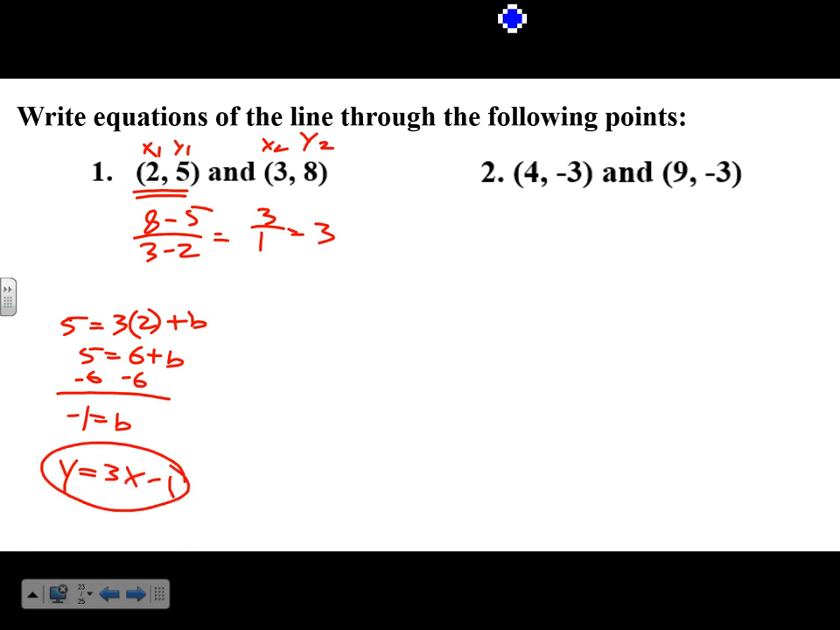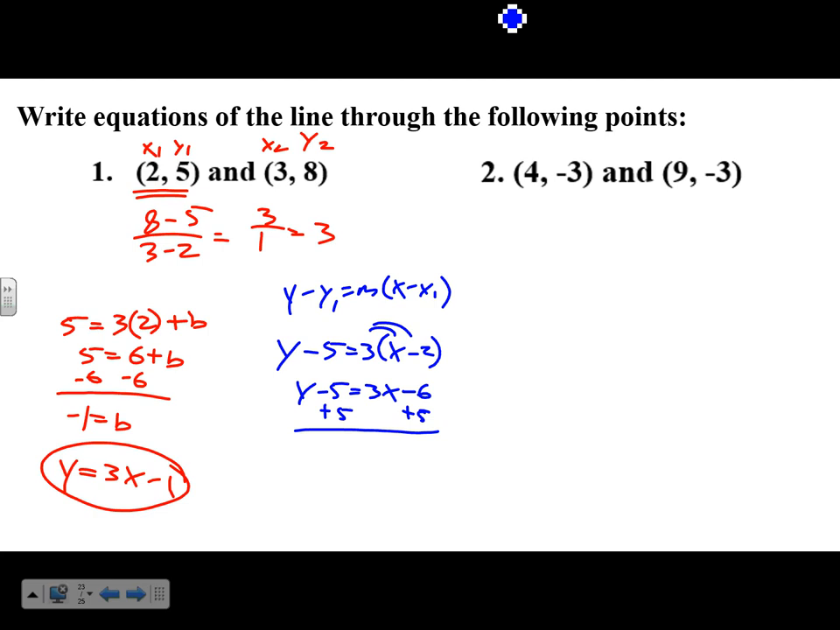Or again, y minus y1 is equal to m times x minus x1. Y minus 5 is equal to 3 times x minus 2. Distribute that out. Y minus 5 is equal to 3x minus 6. Add 5. Y is equal to 3x minus 1. Either way works. Again, I know that way looks like it's a little bit more work, but it helps for some problems.